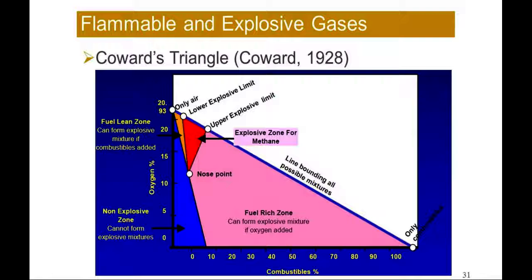Another zone is the orange zone. That is the fuel-lean zone. It can form an explosive mixture if you add more methane, so that means you have too little methane. And the last zone is the green zone. That's the non-explosive zone. It cannot form an explosive mixture no matter if you add oxygen or methane.